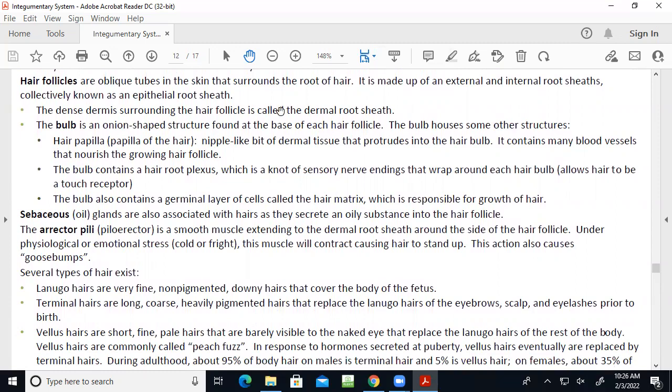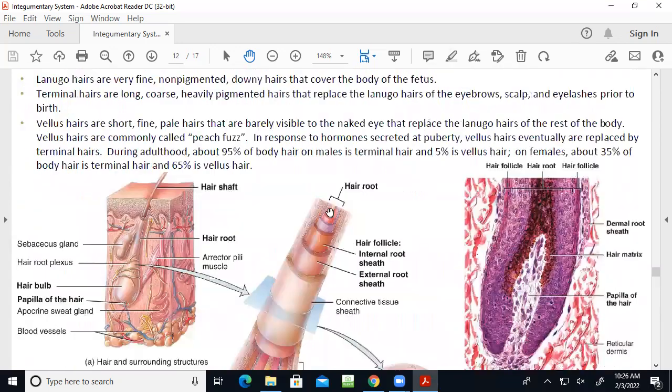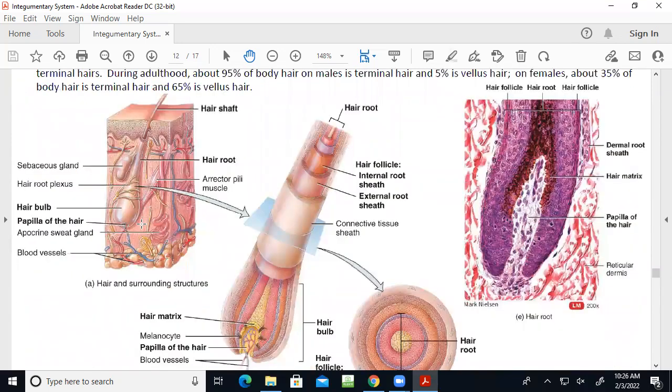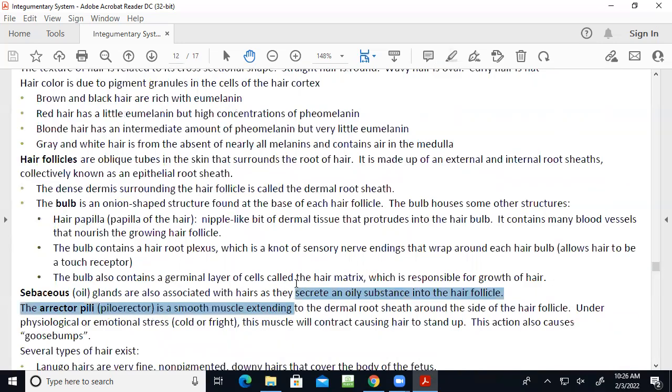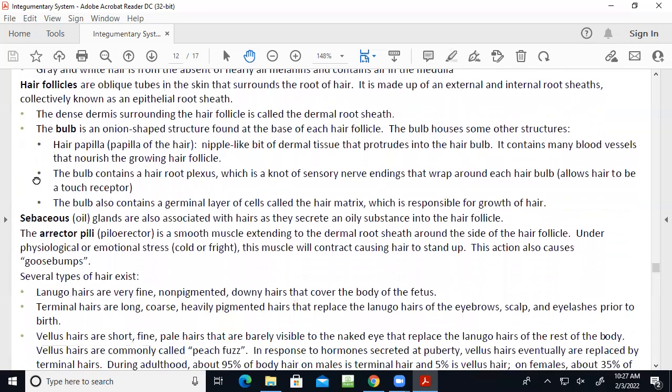The dense dermis that surrounds the hair follicle is called a dermal root sheath. So in other words, the thick skin around that, it's not labeled, would be the dermal root sheath. And that just kind of is the name of it. Okay, other things I want to talk about.